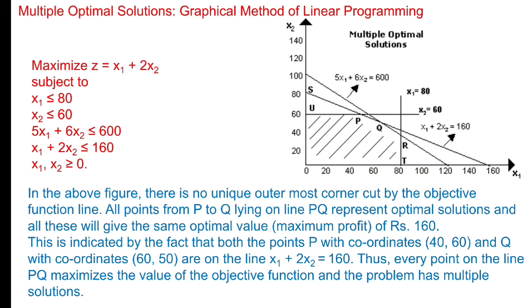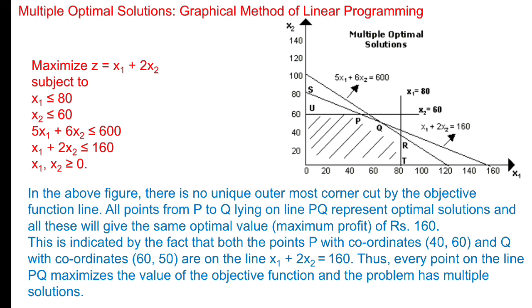That situation indicates multiple optimum solutions. This is indicated by the fact that both the points P with the coordinates 40, 60 and Q with the coordinates 60, 50 satisfy x1 plus 2x2 equal to 160. Thus, every point on the line PQ maximizes the value of the objective function. That means these two points P and Q will give the maximum value of Z. So this problem has multiple solutions.